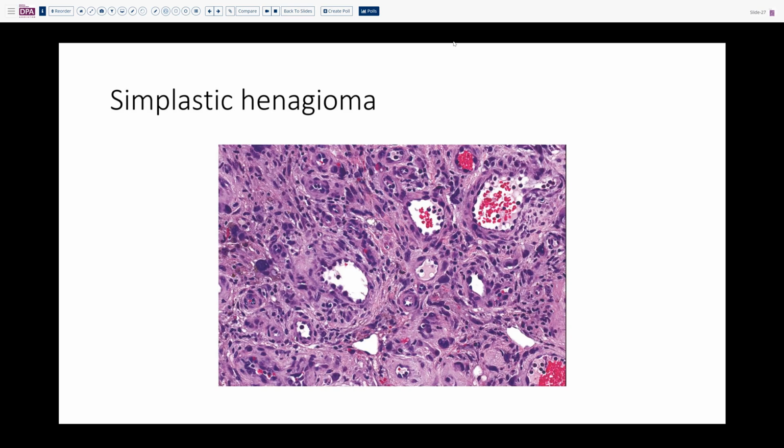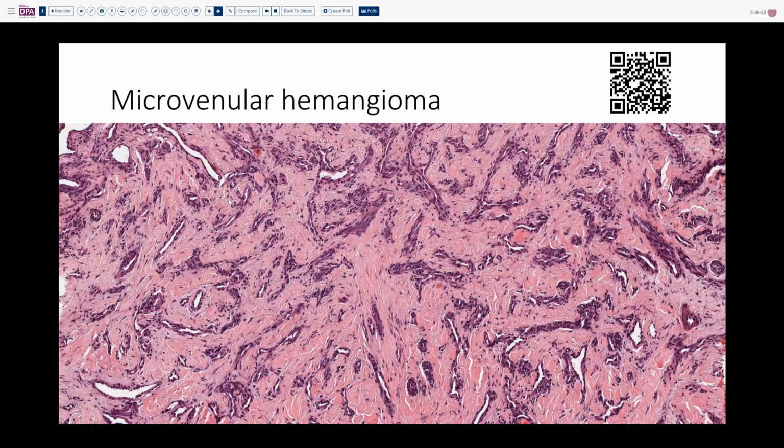The next lesion that we're going to talk about is microvenular hemangioma. This also is fairly uncommon, but presents usually in young adults. And notice here that it's got very thin-walled, compressed vessels. They're compressed down to just a very small amount of stroma, or a small amount of vascular space with intervening fibrous tissue.